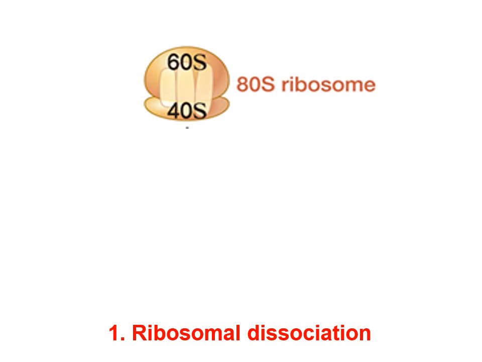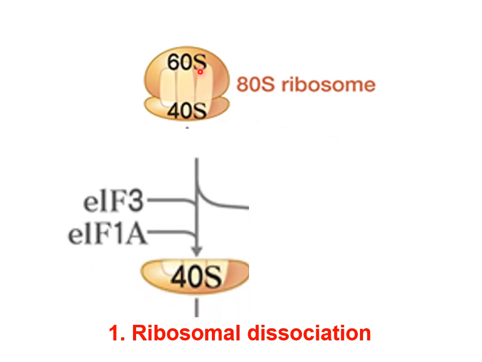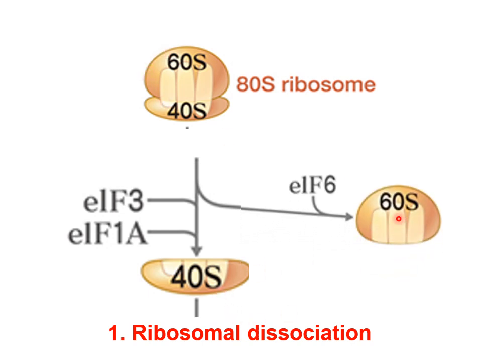The same thing I have put across here in the diagrammatic form. You can see here that the 80S ribosome is split to form the 40S and the 60S. And this 40S is stabilized here with the help of these eukaryotic initiation factors 3 and 1A, whereas the 60S is stabilized by eukaryotic initiation factor 6. Even if you don't remember eukaryotic initiation factor 6, it is all right. But you should remember the two dissociation factors here, that is the IF3 and IF1A.